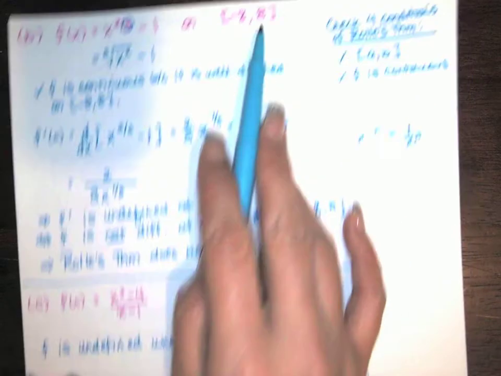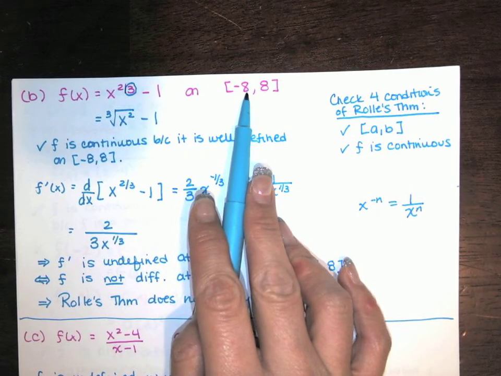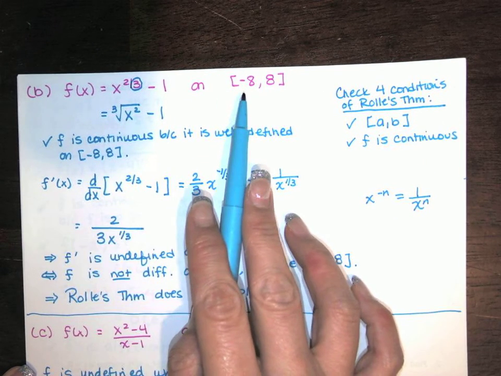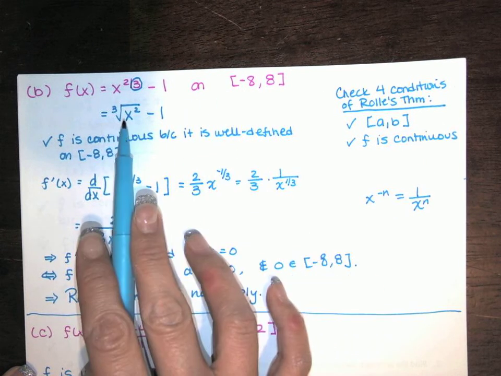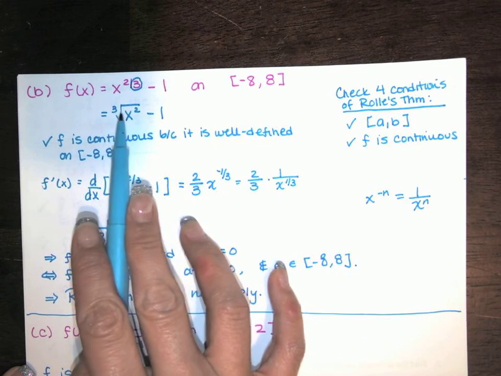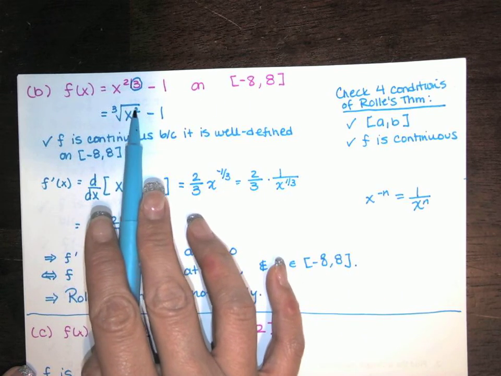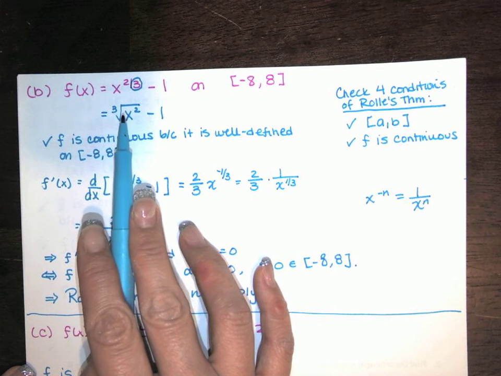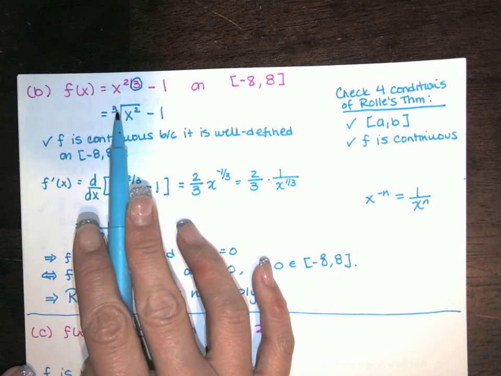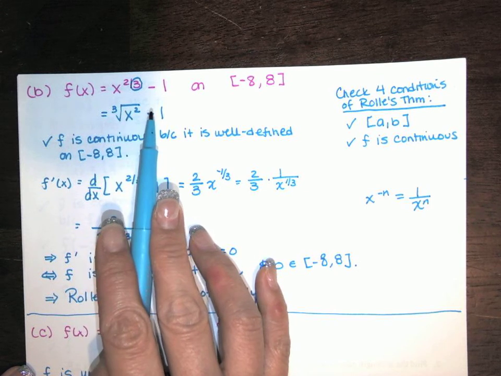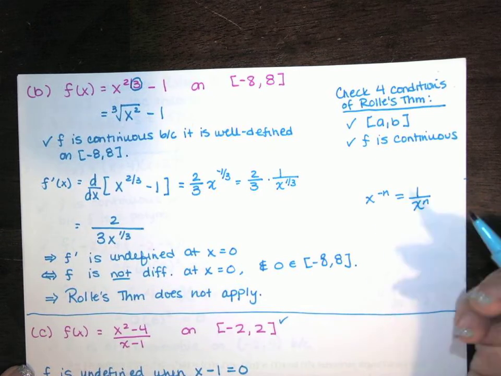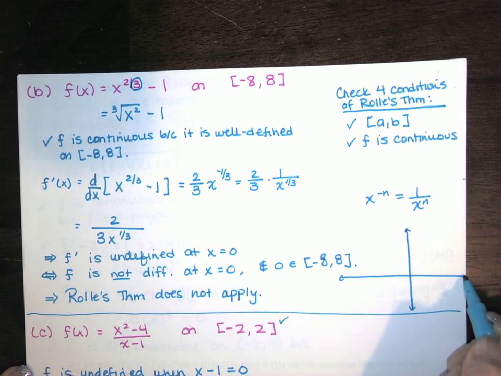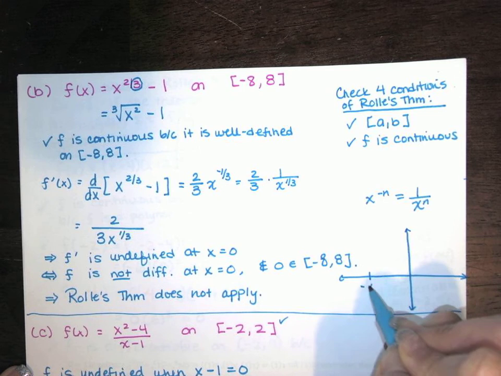Well, at x equals -8, to evaluate this function at x equals -8, we take -8, we square it, we get 64, and then we take the cube root of 64. Cube root of 64 is 4. So we'll have 4 minus 1, which is 3 at -8. So this is not to scale.